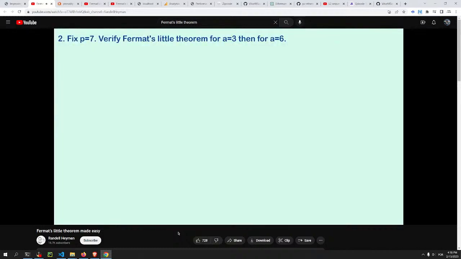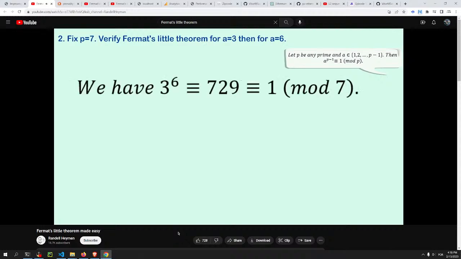It says fix p equals 7, so our prime is 7, and verify Fermat's little theorem for a equals 3 and then for a equals 6. So here's the middle definition of the theorem that I had from the previous slide. So it's just a question of putting in these numbers. So we have a equals 3 to start with. So we'll have 3 to the p minus 1, and p minus 1 is 6. So 3 to the 6 is equal or congruent to 729, and that's congruent to 1 mod 7. In other words, the remainder when we divide 729 by 7 is 1.